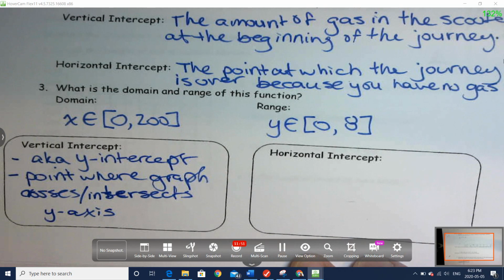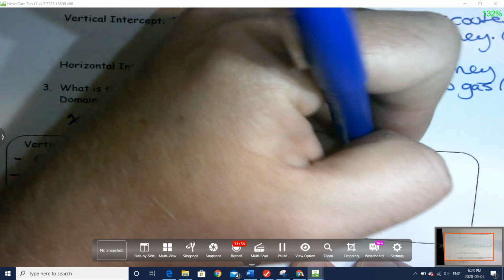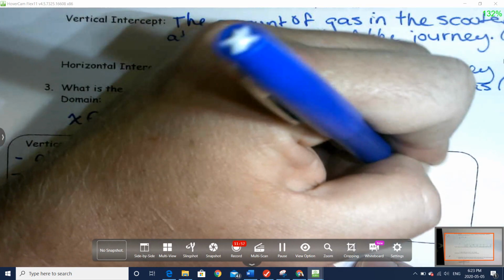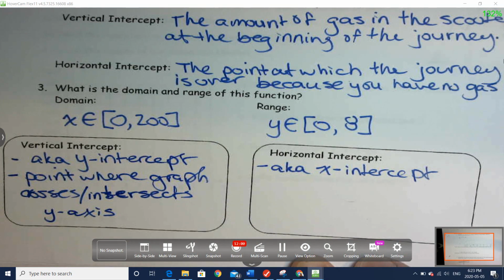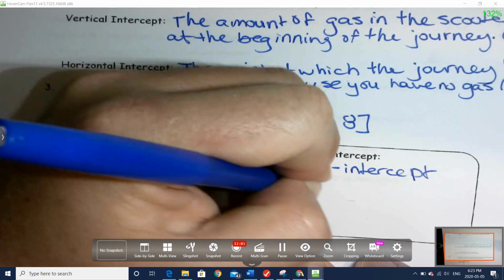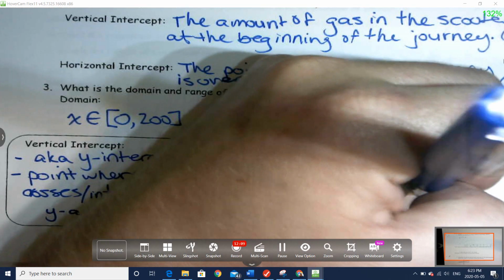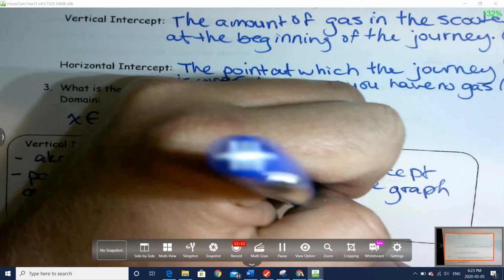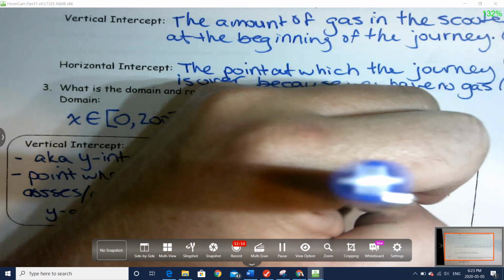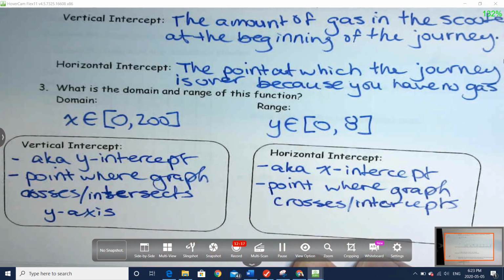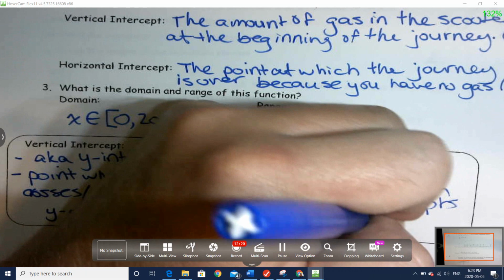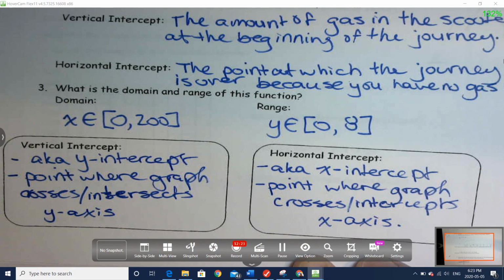And vice versa, the horizontal intercept, also known as the x-intercept, is the point where the graph crosses or intercepts. Again, sorry, I'm left-handed. The x-axis. Okay? So that's just a very brief determining the intercepts, talking about what they are in a given context, which I think will be helpful for you for your next assignment.